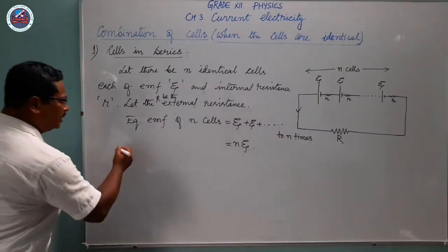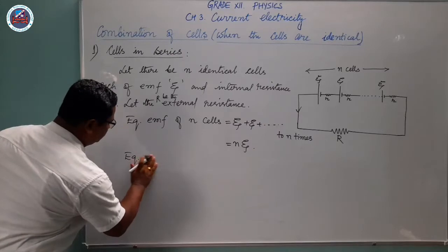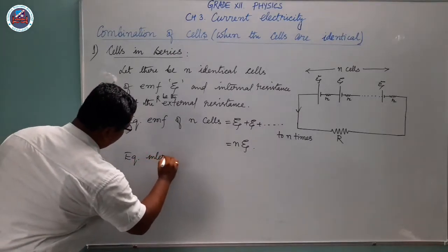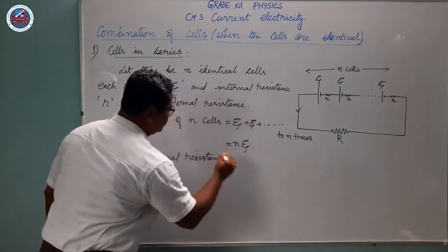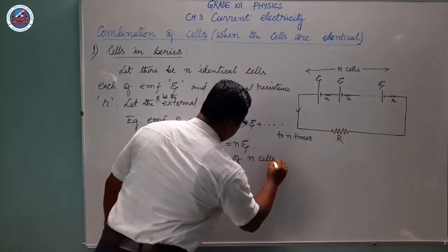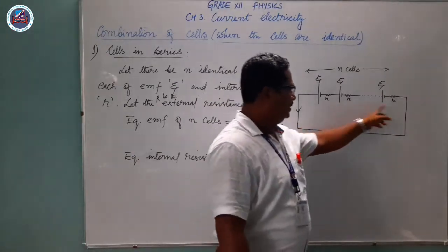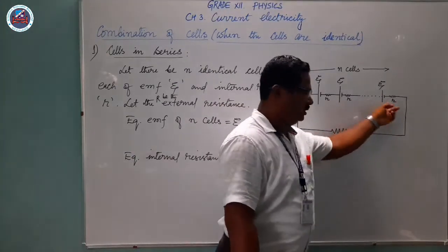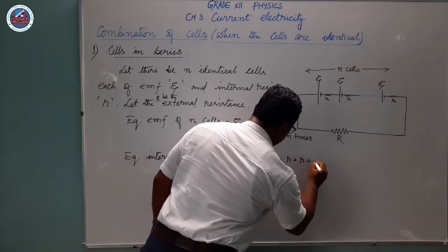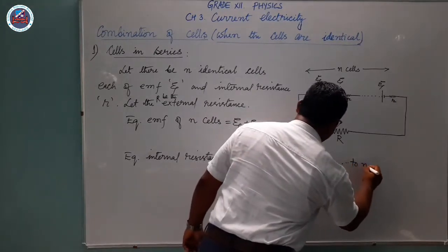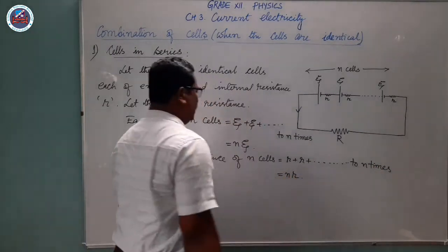Now let us find the equivalent internal resistance of n cells in series. This also you already know: when resistors are connected in series, the equivalent resistance is the sum of the individual resistances. So here also you write r up to n times. Ultimately here also you get n times r.